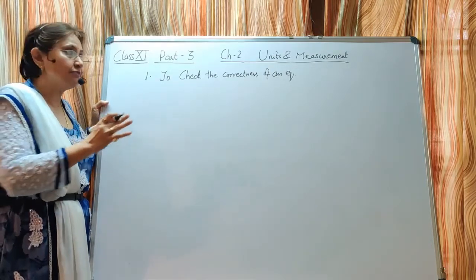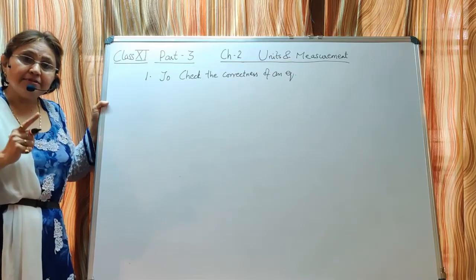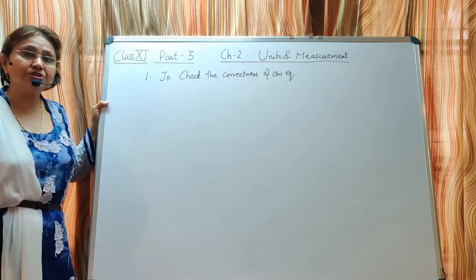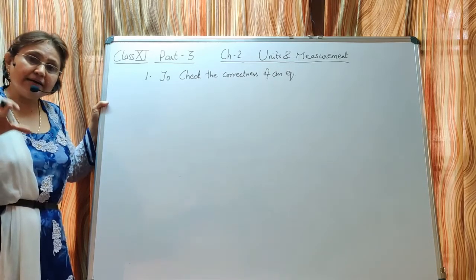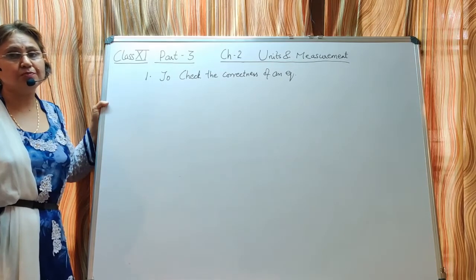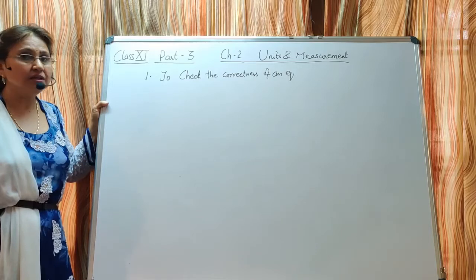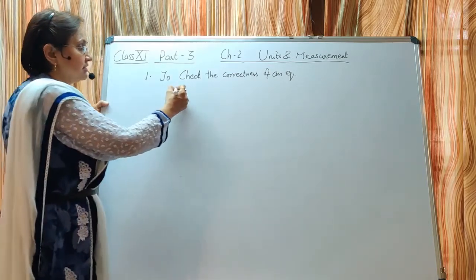To be dimensionally correct, the dimensions on the left hand side should be equal to the dimensions of the terms on the right hand side. Let's take an example and we'll understand by this example.